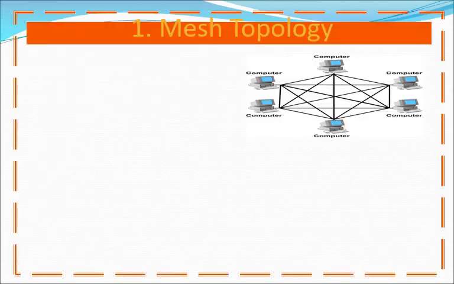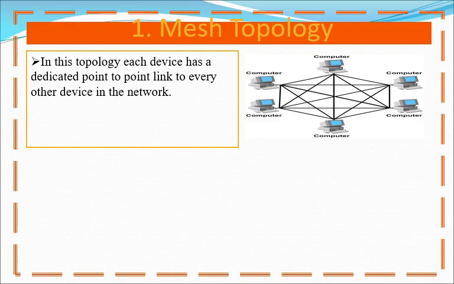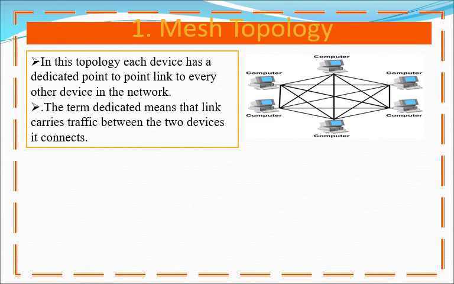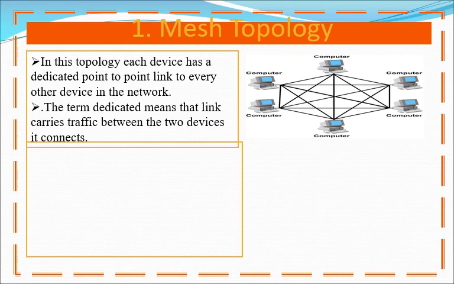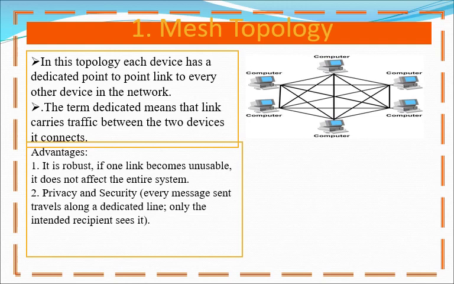The first topology is mesh topology. In mesh topology, each and every node, each and every device has a dedicated point-to-point link to every other device in the network. The word dedicated means the link carries the traffic only between the two devices which it connects. The advantage of this mesh topology is it is robust. If one link becomes unusable, it does not affect the entire system.